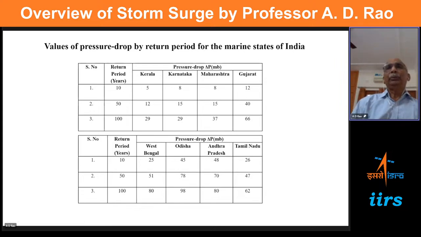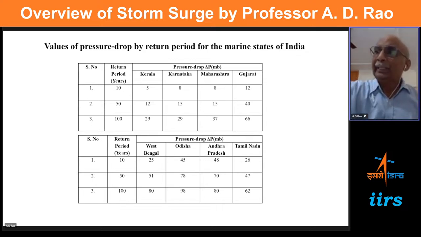Now, this is very interesting statistics: the return period for a particular time period. For example, I calculate the return period for every 10 years, 50 years, 100 years, for each maritime state. We have 4 maritime states along the east coast of India, and 4 maritime states along the west coast of India.